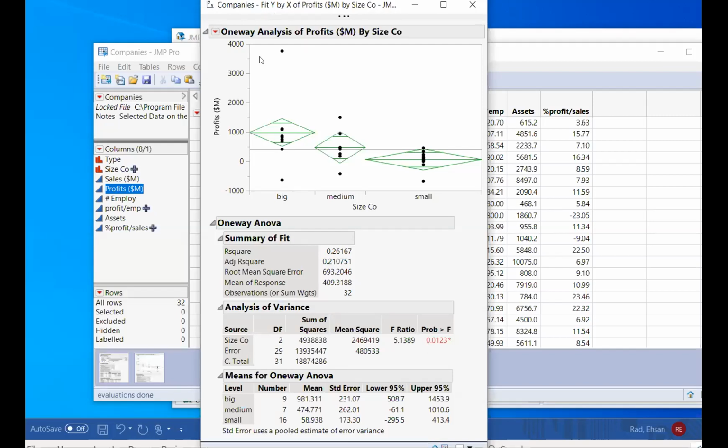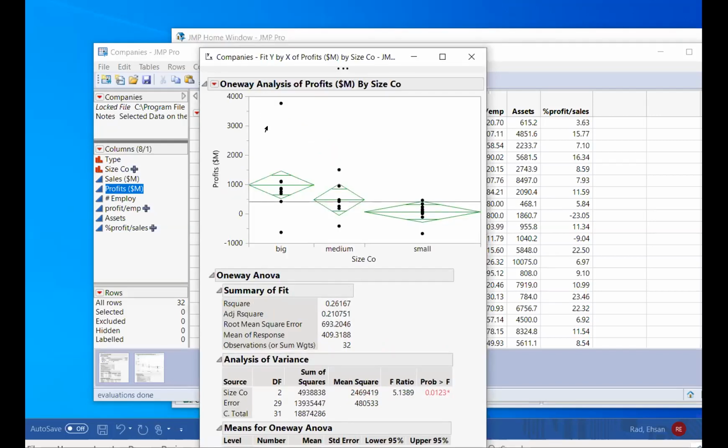So we can say, reject H0, there is a significant difference between small, medium, and big companies in average profit. And with this, we can also say that the size of a company has an effect on the profits. You can see that it's changing, right? The bigger the company, the larger the profits.